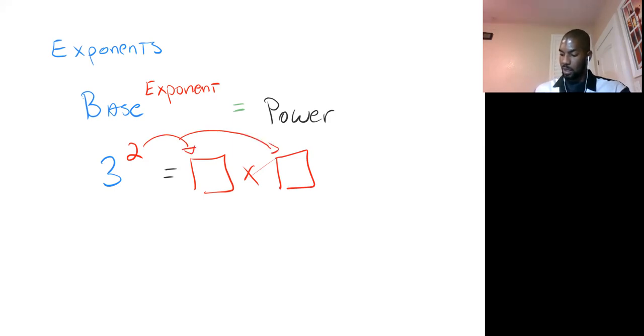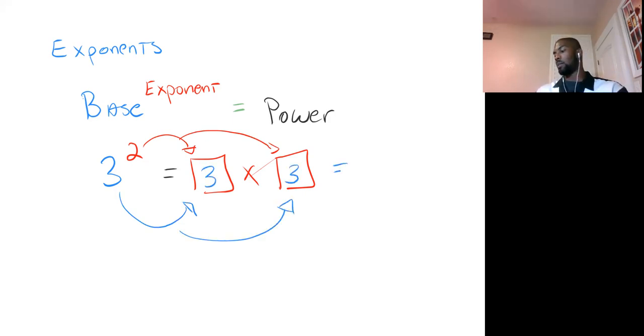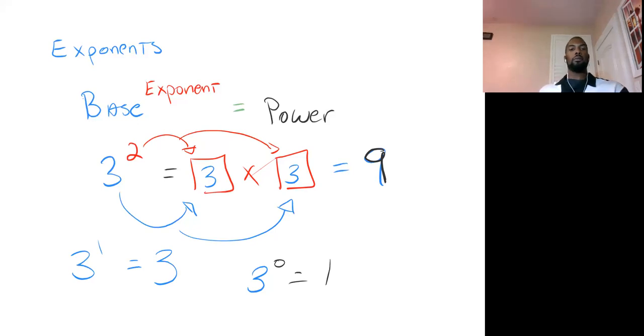I put the big number in the boxes, and I just multiply them. 3 times 3 is 9. 9 is the second power of 3. Then I also learned that any number to the first power is itself, and any number to the 0th power is 1. And that's it.